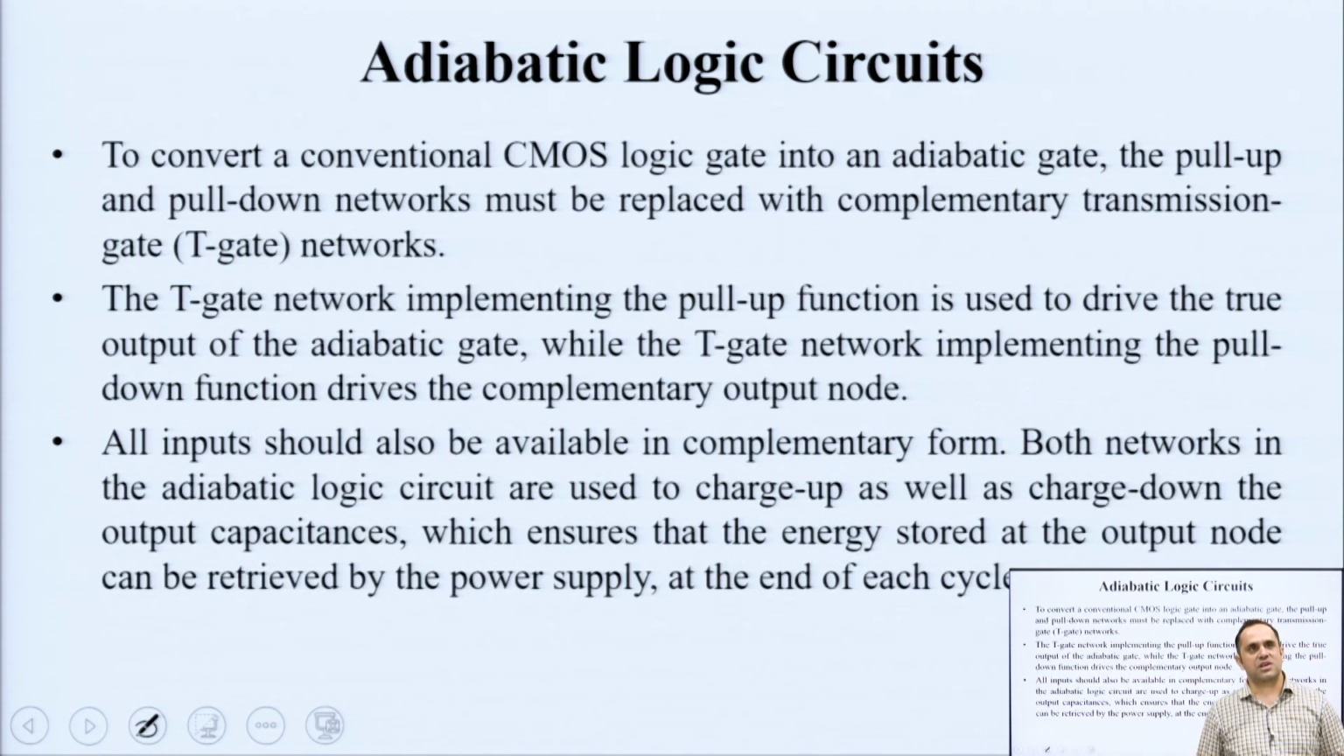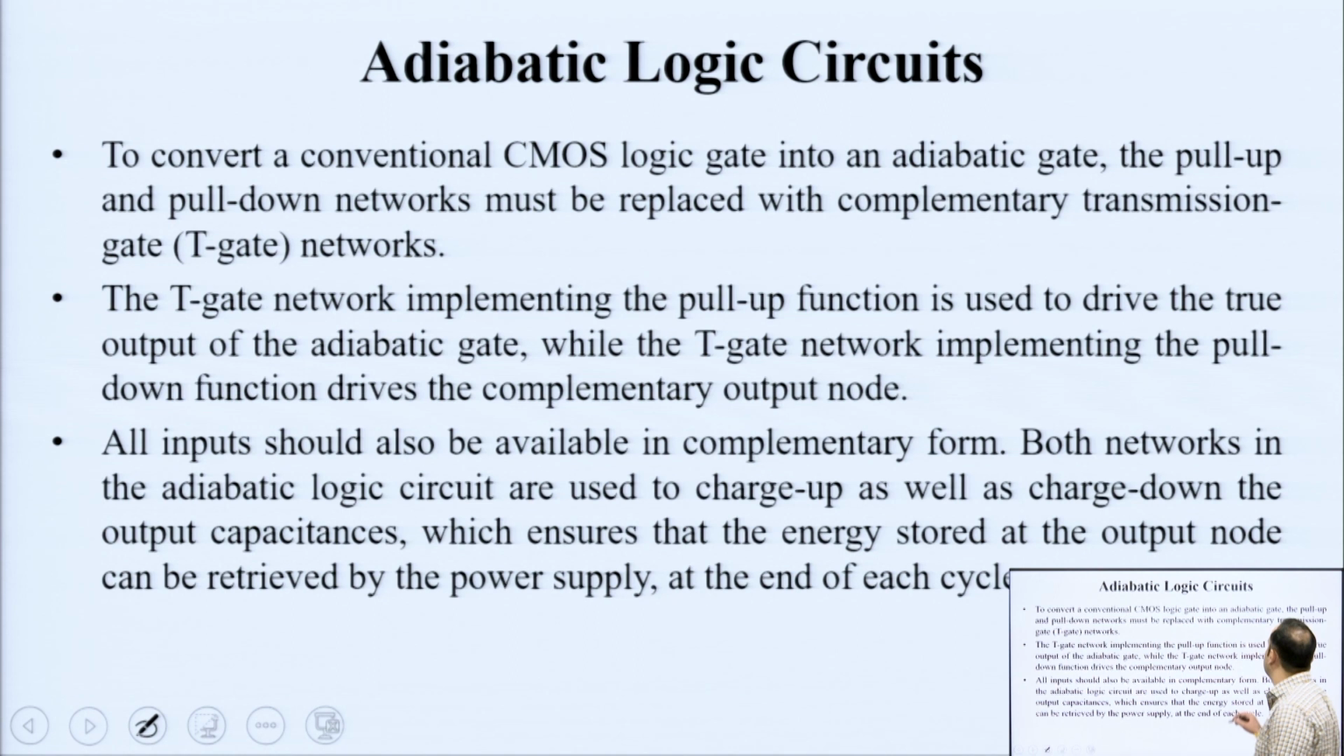To convert a conventional CMOS logic gate into an adiabatic logic gate, the pull up and pull down networks must be replaced with complementary transmission gate networks. By now, we should know what a transmission gate is. It is a circuit which is a combination of both P type and N type MOSFETs in such a way that the input will go to the output either way if both the PMOS and NMOS are on, and the PMOS and NMOS will be operated with complementary clocks.